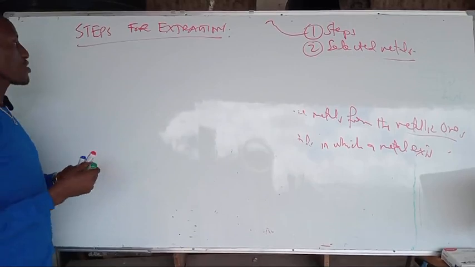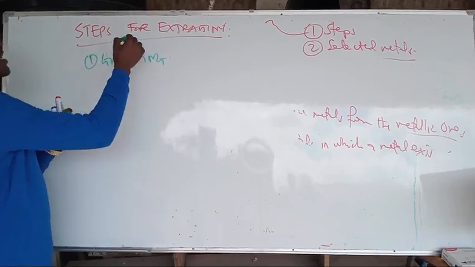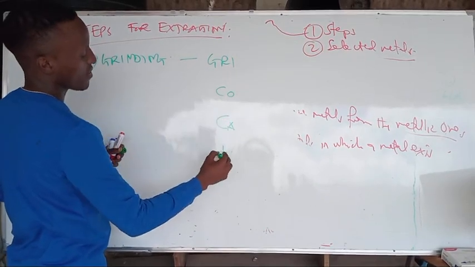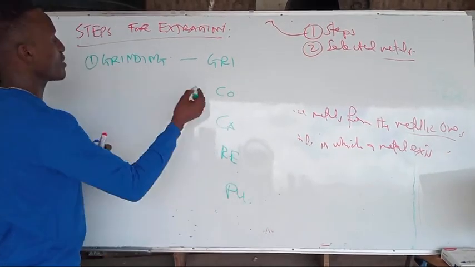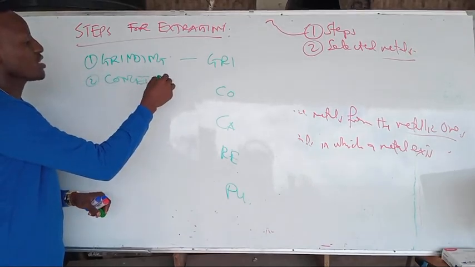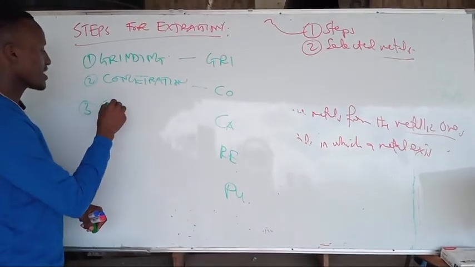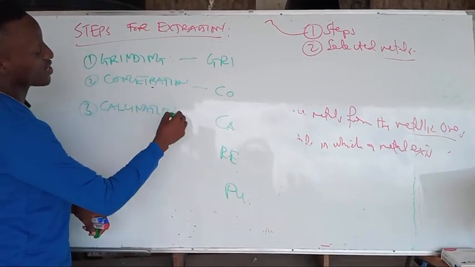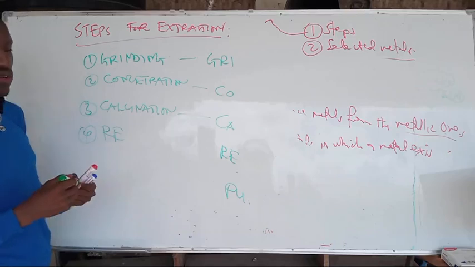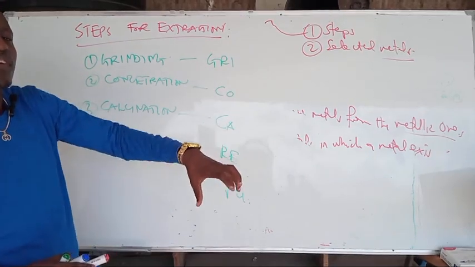The first thing, we're just going to discuss is the grinding. Number 2 is just the concentration. Number 3 is talking about the calcination. Number 4 is about the reduction process. Every metal follows these steps or more than these steps in order to be extracted.